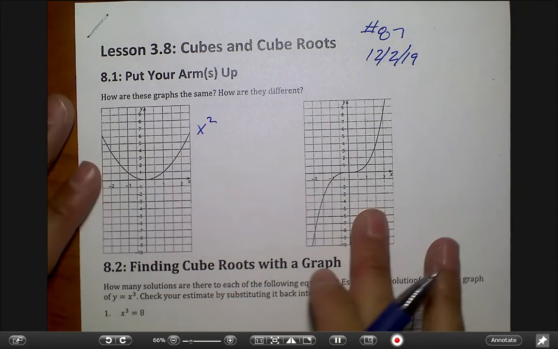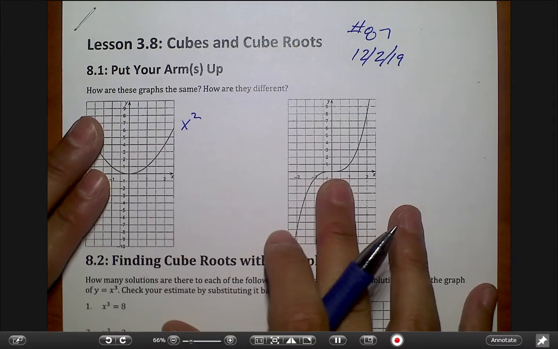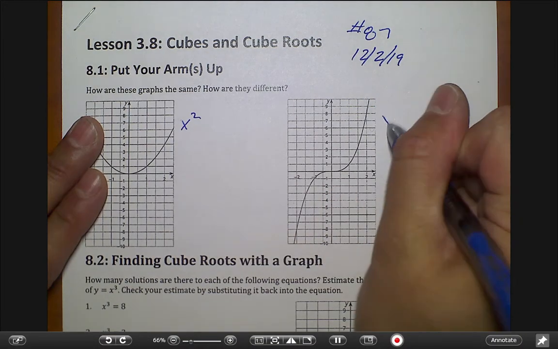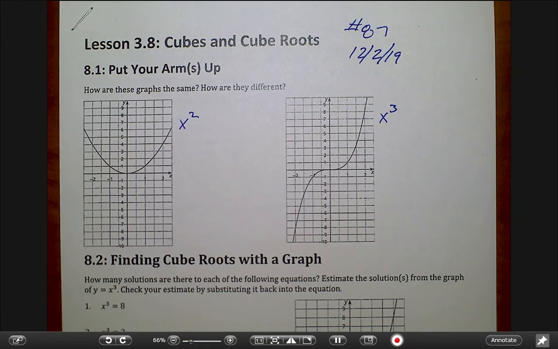Now, what about this one? What is this one over here going to be? X to the third. What else do we know about this? They both go through the origin.